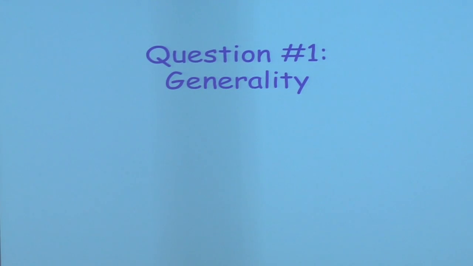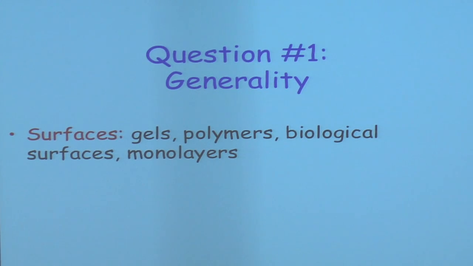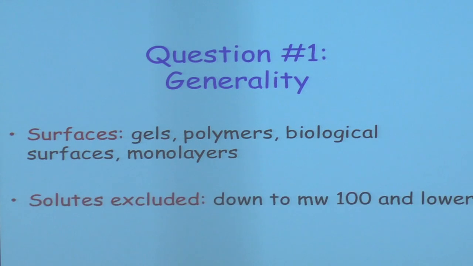Okay, generality. So first of all, what surfaces create these zones? We tried many gels, maybe 15 or 20 of them, hydrogels, gels made of water, polymers of various sorts, biological surfaces, and even monolayers, single molecular layers put onto gold, functionalized in certain ways, and these build exclusion zones, even single molecular layers, so they act kind of like a template. What's excluded? We've seen particles up to 50 micrometers in size or so, down to tiny particles, down to molecules, down to molecular weight 100 or lower.